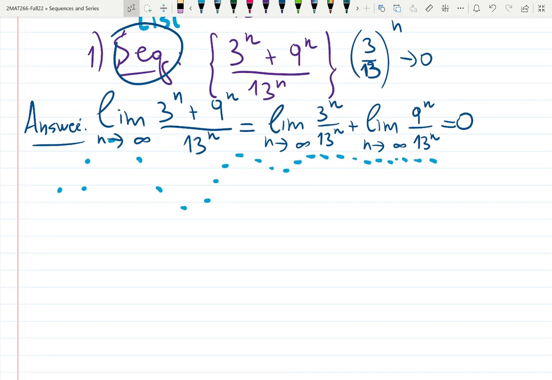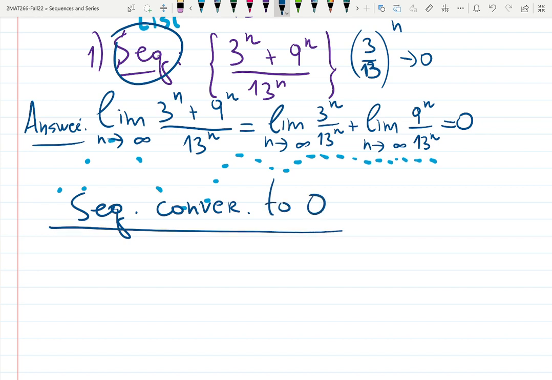So that's the answer. Sequence, let's write down: this sequence converges to 0. That's it. Simple as that. You just find the limit. So on a test, if you see a sequence, I put it in black, and series I put in black too, so you can see the word. If you look for a sequence, just find the limit and answer. Converges to 0. The sequence is convergent.